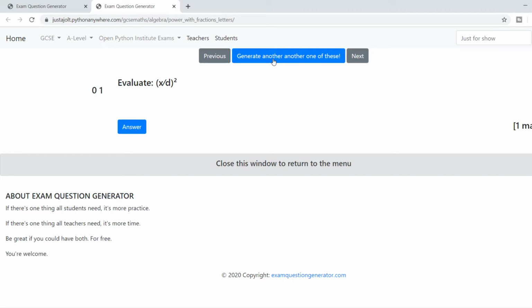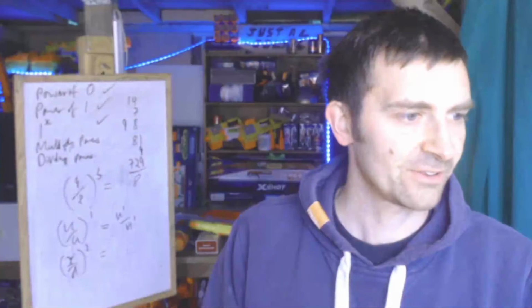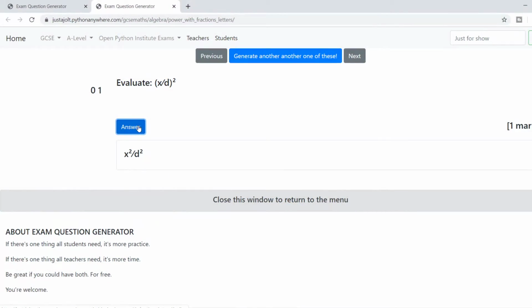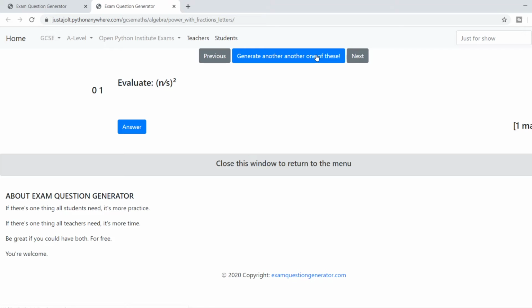So I'm going to write this one out. So we've got x over d to the power of 2. Here we go. We've got that written out there. And the rule is again very, very simple. It's the same rule as before. So you're going to end up with x squared over d squared. All right, and we're just following that rule. So n squared over s squared is going to be the answer.